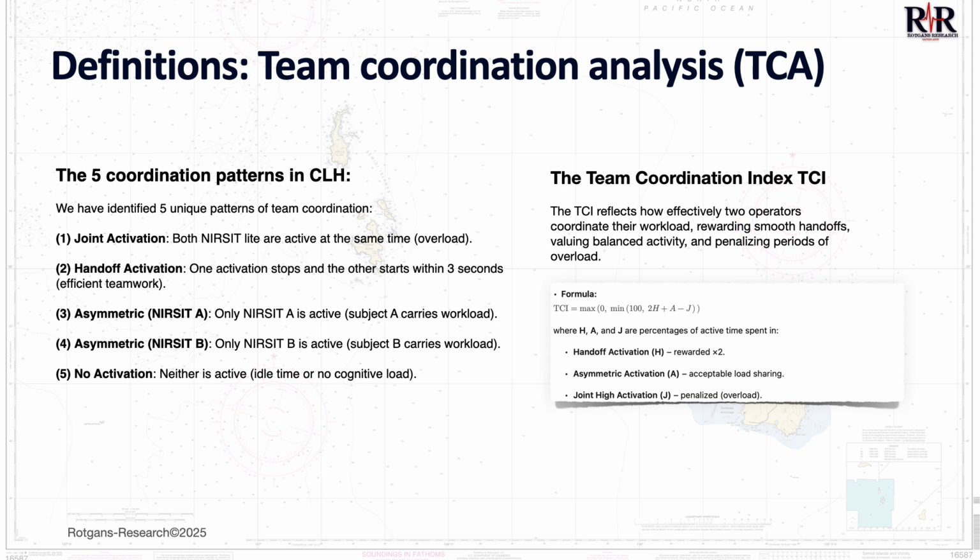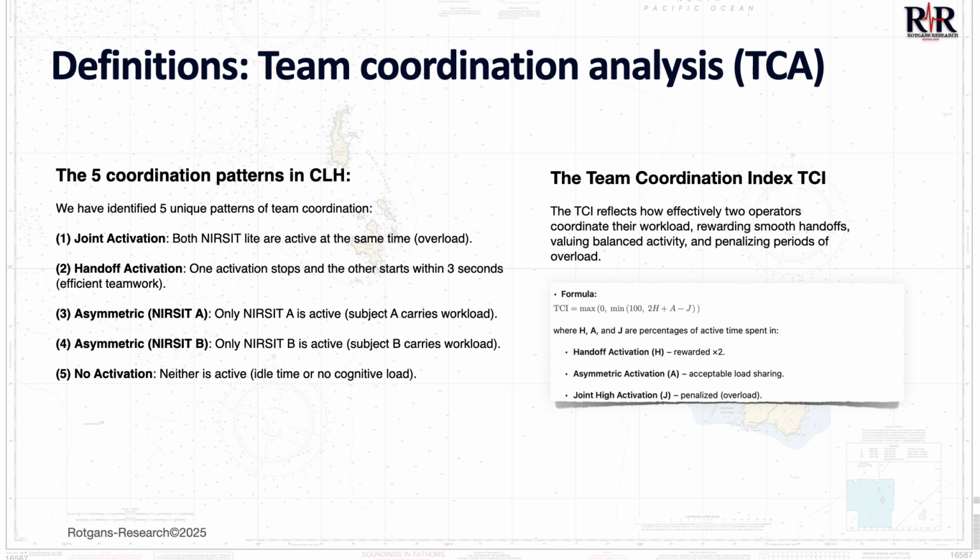5. No activation. Neither operator is active, reflecting idle periods or very low cognitive demand. Every moment in time can be classified into one of these 5 patterns, which gives us a complete map of how coordination unfolds dynamically. Team Coordination Index, TCI. Once we have this classification, we can translate it into a single number, the Team Coordination Index.